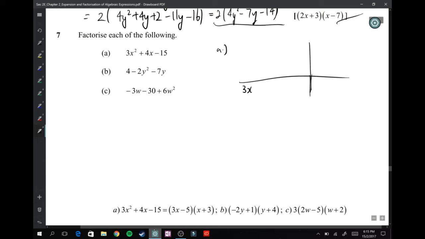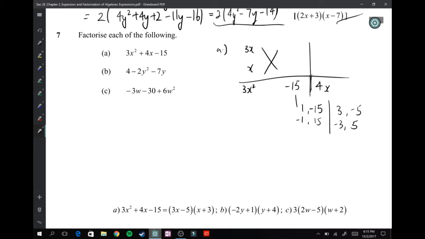So this is 3x squared, this is negative 15, and this is positive 4x, right? So 3x here and x here. Now consider the factors of 15: 1 and 15, negative 15, so 1 must be negative, or negative 1 and positive 15, or there's 3 and negative 5 as well as negative 3 and 5. So consider one of them, and then you should be able to get your answer.